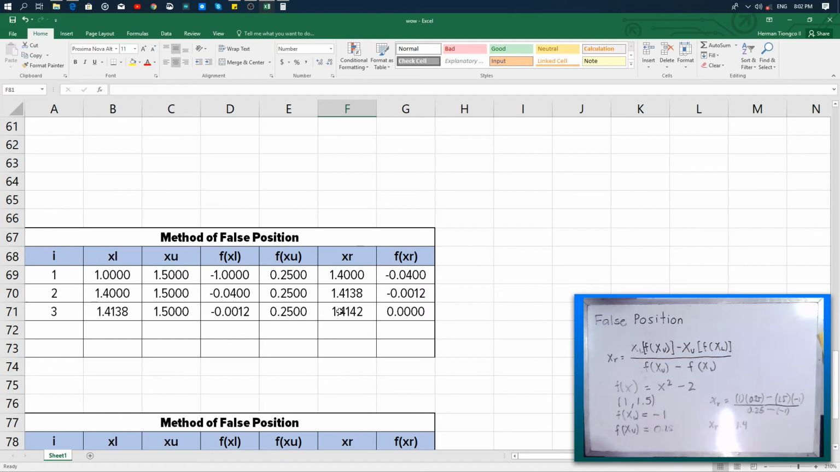I think this is the best solution that we could get, because it is really the same as the value of square root of 2 up to 4 decimal places. And we also could notice that at our third iteration we've already gotten the value. Therefore, comparing it with the other methods that we have done in this series, the method of false position is actually fast in getting the value of the root. And at this point, I think we have just solved it.